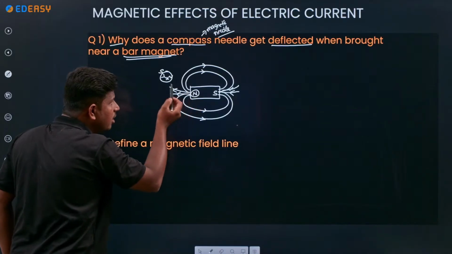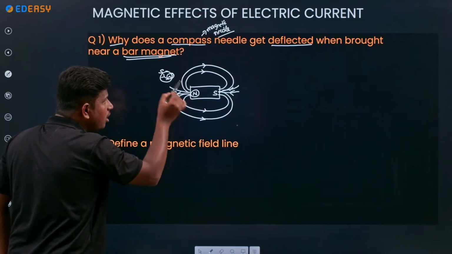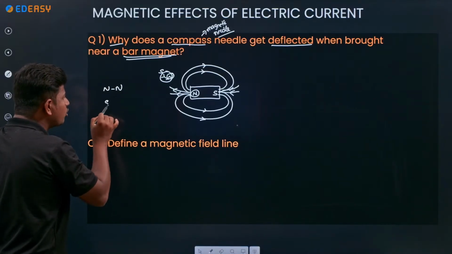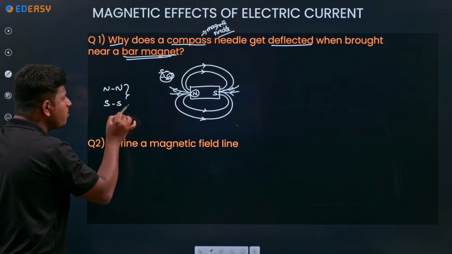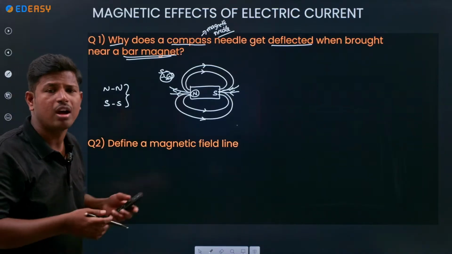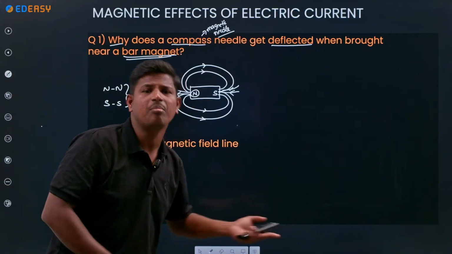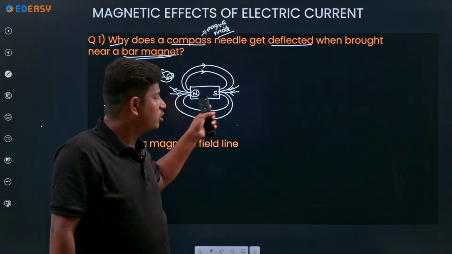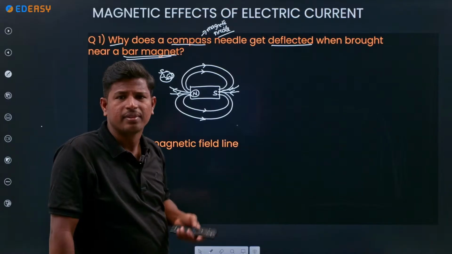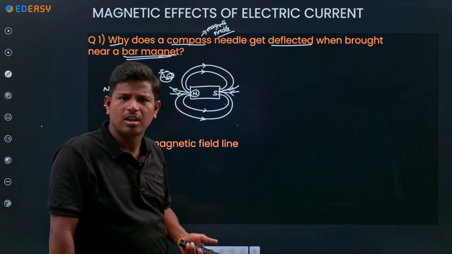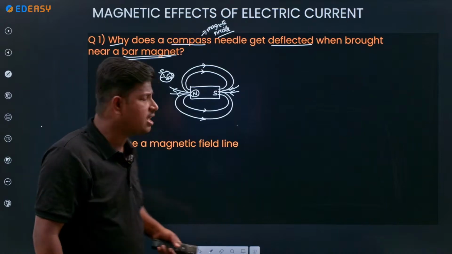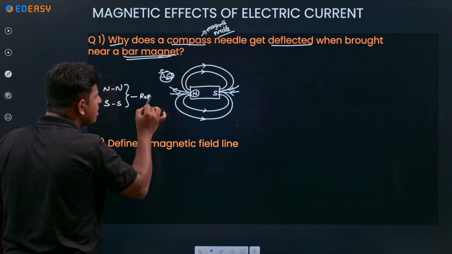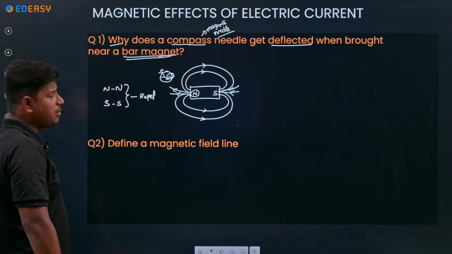What happened? North pole, north pole. South pole, south pole. They have the same behavior, right? How is the north pole working? The north pole of the other magnet also behaves the same, right? How does the south pole of the bar magnet work? The south pole of the other magnet is also the same. The behavior is the same. Then how will the force be? Repel each other.